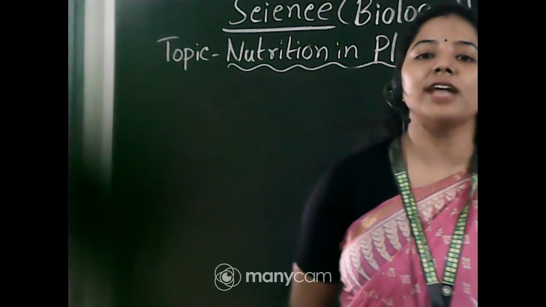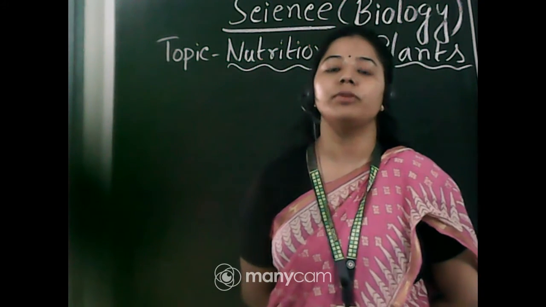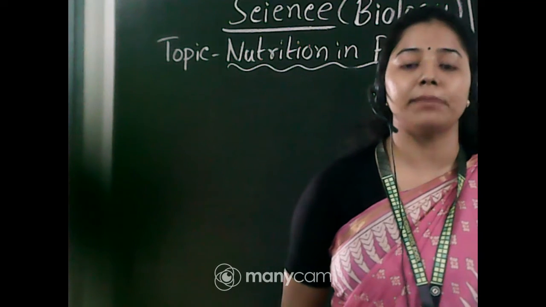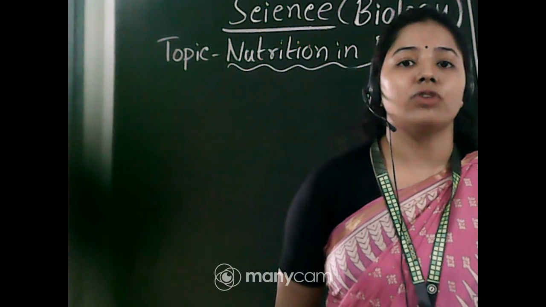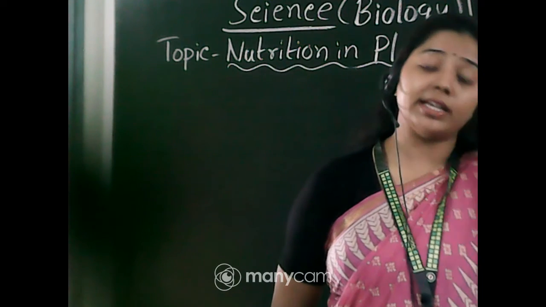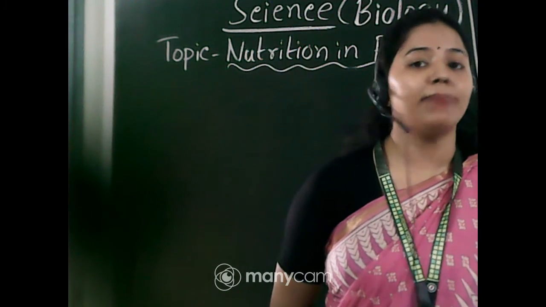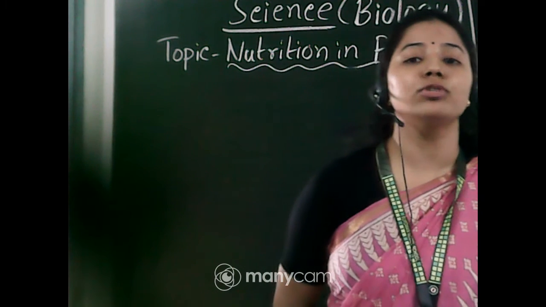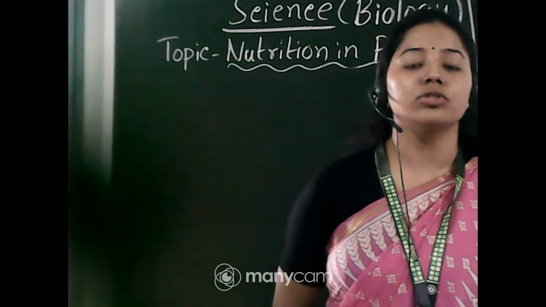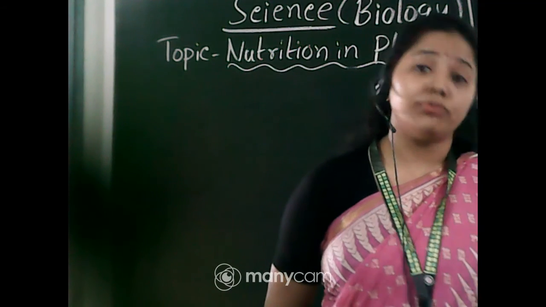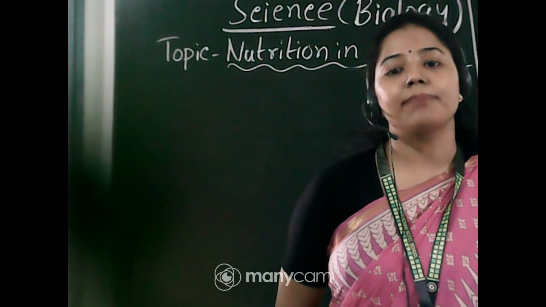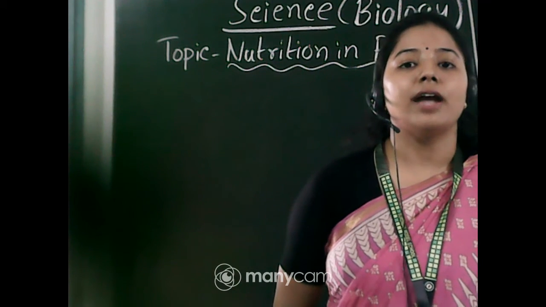In the previous class we learned about other modes of nutrition in plants, that is, the heterotrophic mode of nutrition. In parasitic plants, we learned about the mudbell. Second, we learned about insectivorous plants. In parasitic plants there is a host-parasite relationship, with parasites residing on the host body. In insectivorous plants we saw plants like pitcher plants and Venus flytrap.